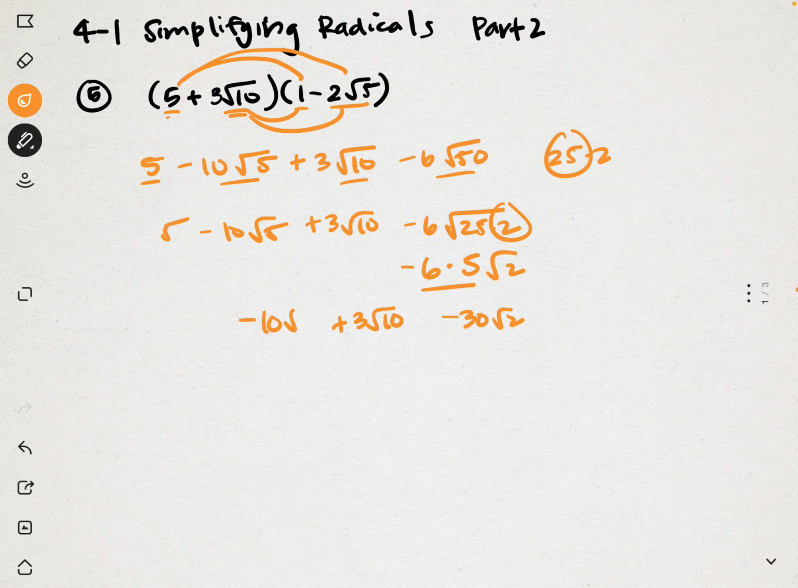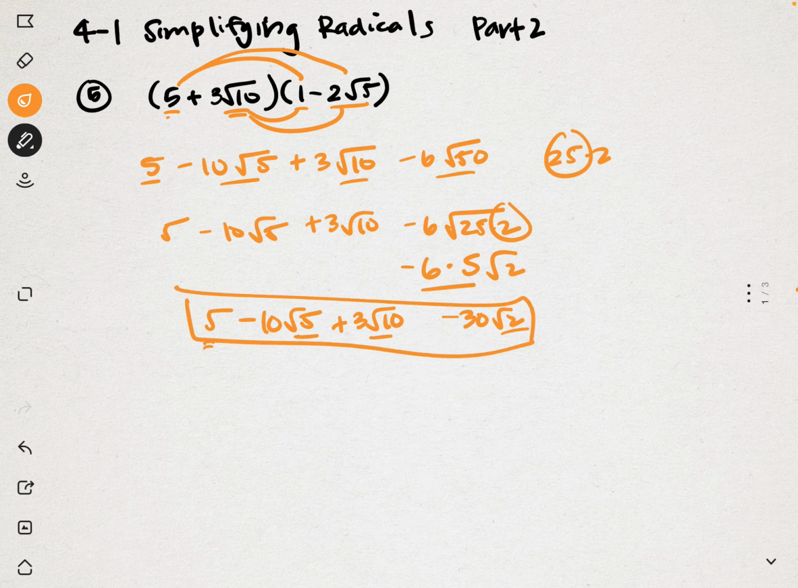Everything else is in there still. Let's check, do we have like terms? 5 is a constant, no other constants. This one is square root 5, no other square root 5s. Square root 10, no other square root 10s. And square root 2, no other square root 2. So this is the simplified form of that. Okay, just make sure that we simplify it the best we can.